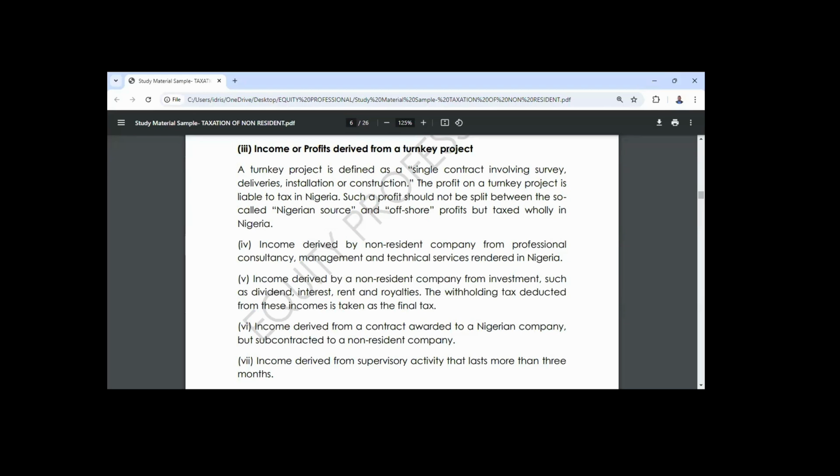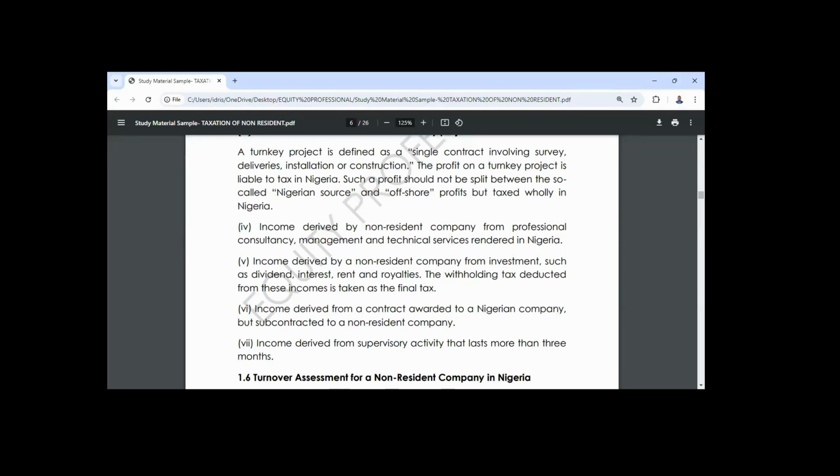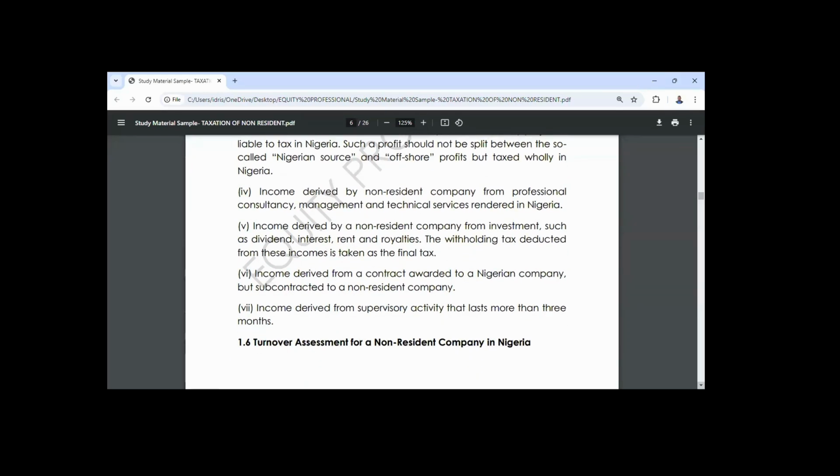Another circumstance is where the non-resident company derives income from the award of a contract to a Nigerian company, but that contract is now subcontracted to a non-resident company.